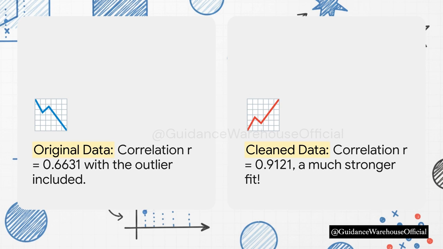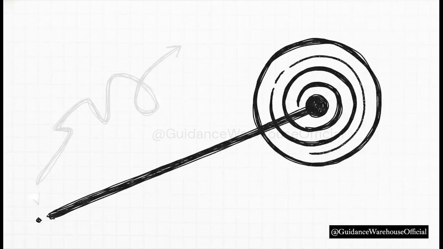This is wild. It brilliantly shows the massive impact one rebel data point can have. Check out the correlation coefficient, R. Originally, with that typo included, R was 0.6631. I mean, it was okay, but not great. But the split second we remove that single incorrect outlier, the correlation jumps to 0.9121. It moves so much closer to 1, meaning our new line of best fit is vastly stronger and hugs the data way tighter.